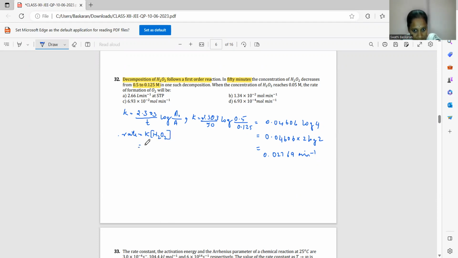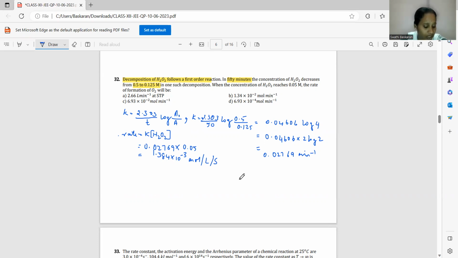Now what is the value of K? K is 0.02769, and concentration they have given in the question, it is 0.05 molar, right? So which means that rate will become equal to how much? Rate will become equal to 1.384 into 10 power minus 3 mole per liter per second. Okay, mole per liter per second. So this is what you will get.